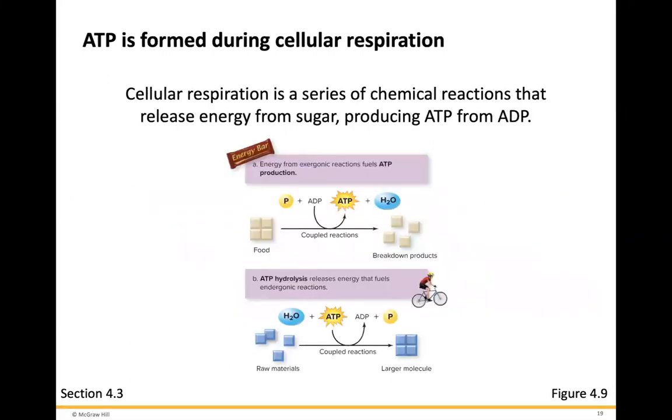Cellular respiration is a series of chemical reactions that release energy from sugar or other molecules, producing ATP from ADP. So this is when you take nutrients, you are able to synthesize ATP molecules by breaking down those nutrients.